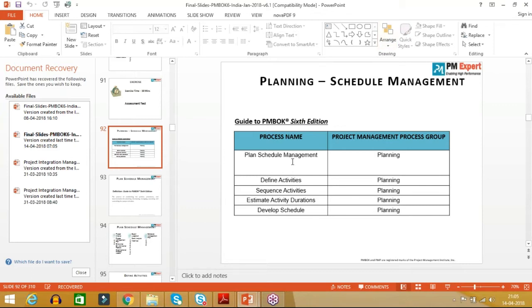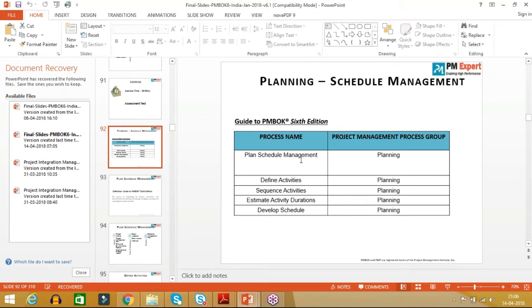Now, in most of the knowledge areas, the first process is just an approach setting process. It will tell you about the procedure. For example, plan schedule management will give you a schedule management plan. Now, what is the schedule management plan? It will give you the basics. For example, how you are going to create the schedule for the project, how you are going to modify the schedule, whether you will take durations in hours, days, or whatever.